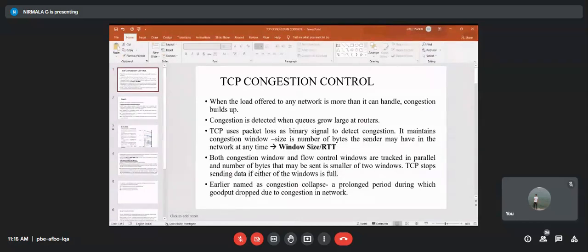So what are the causes for congestion? Congestion may be caused due to several reasons. The simple reason we can consider is when the queues grow large at the routers. When the router is not capable of handling the amount of data which is being received, then we can consider it as congestion. So we have different mechanisms with TCP to control congestion. So what are those mechanisms? We have the AIMD rule, the slow start congestion control mechanism, fast retransmission, and fast recovery. This we'll be discussing in today's class.